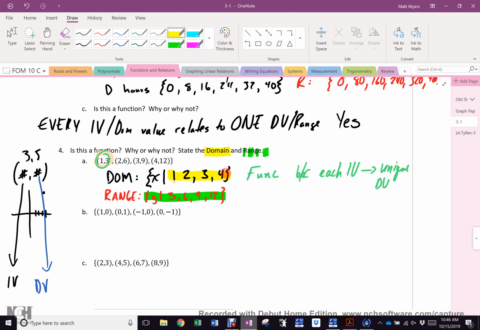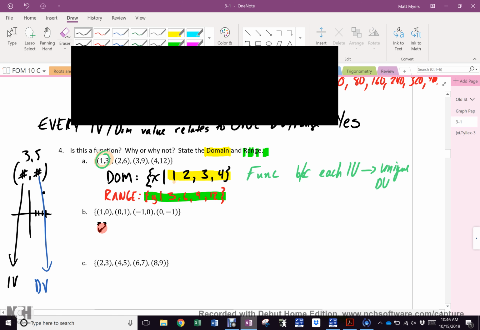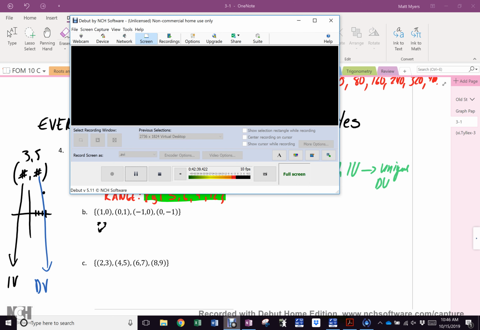All right, let's look at this one. It's slightly different. My pen's not working very well. So, what is the domain? No. Negative 1. You guys try and sort that out while I get my pen.